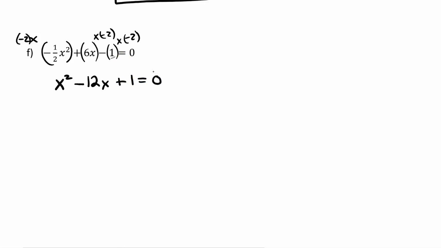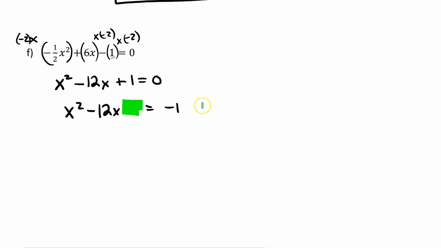First things first, we can check: is this already a perfect square trinomial? It isn't, because half of negative 12 is 6, squared is 36, so we need to do some fancy footwork. So isolate the x and x squared terms: x squared minus 12x equals negative 1. I'm just going to put the green here.